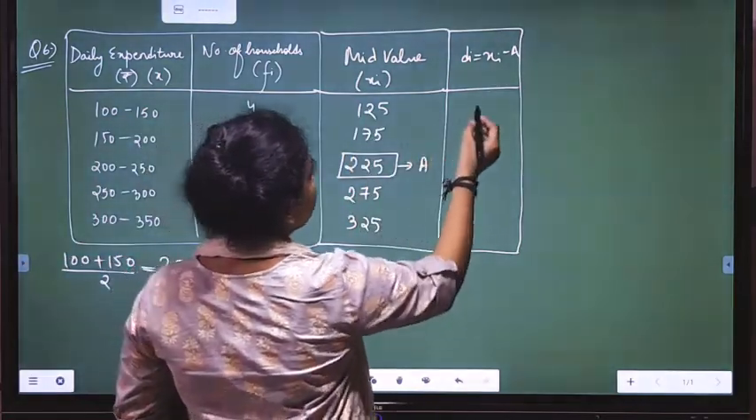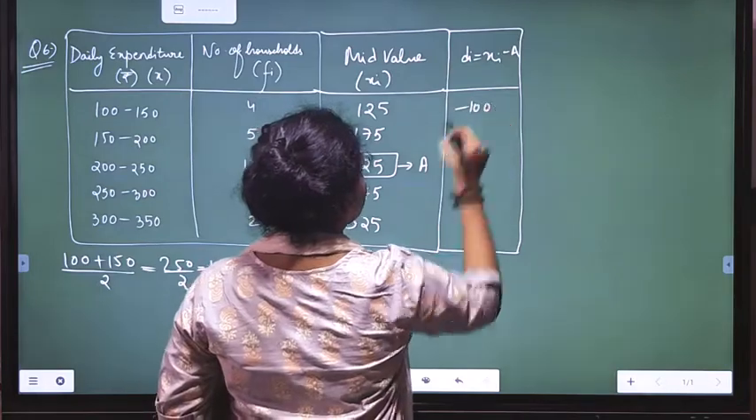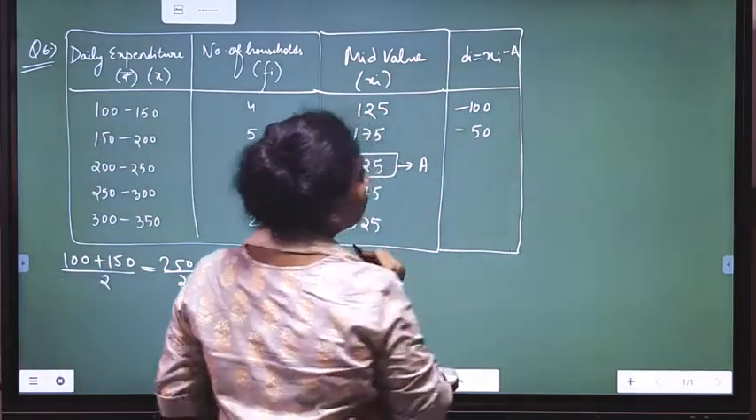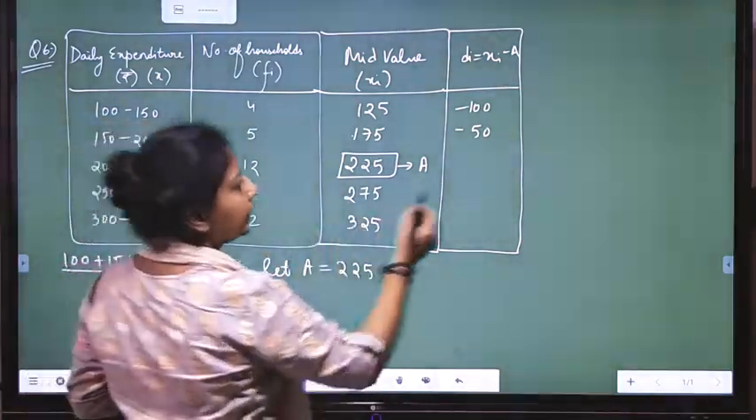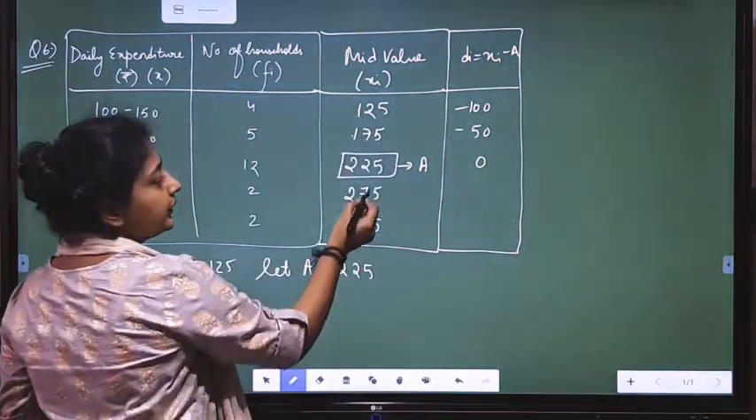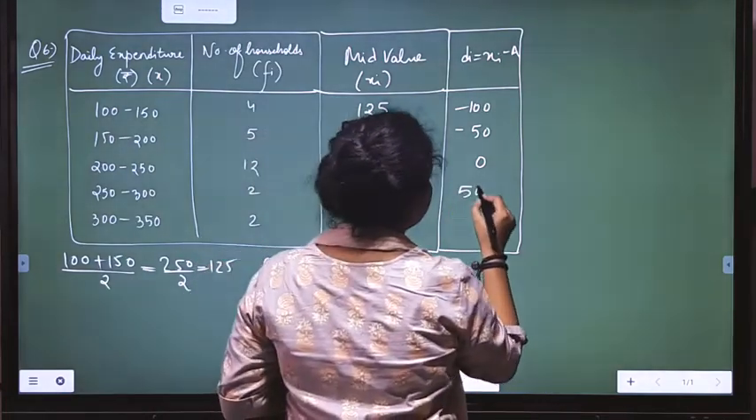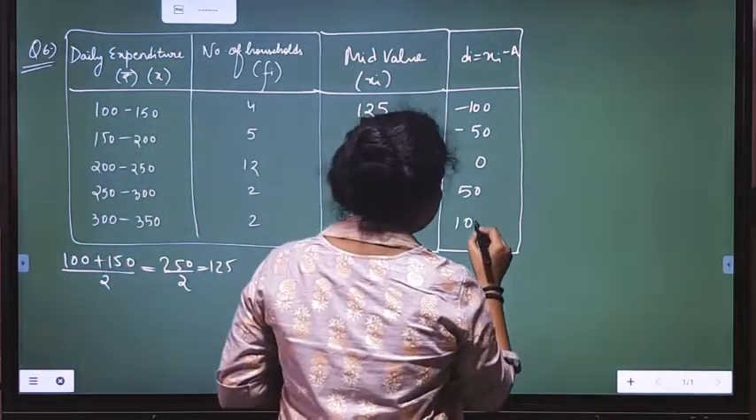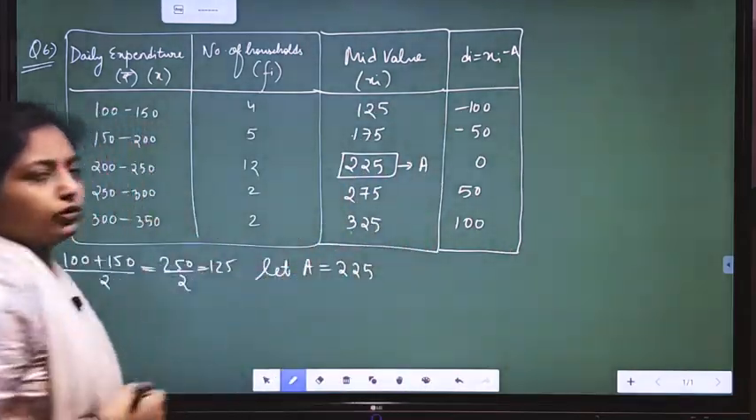125 minus 225 will be minus 100. 175 minus 225 will be minus 50. 225 minus 225 will be 0. 275 minus 225 will be 50. And 325 minus 225 will be 100. Again, these values are also large.